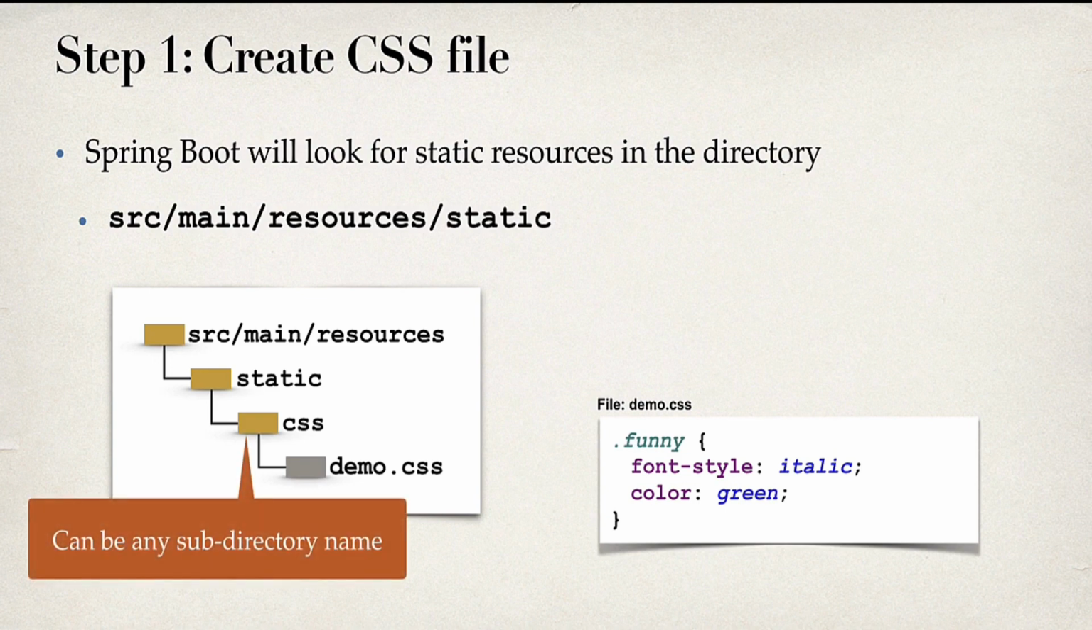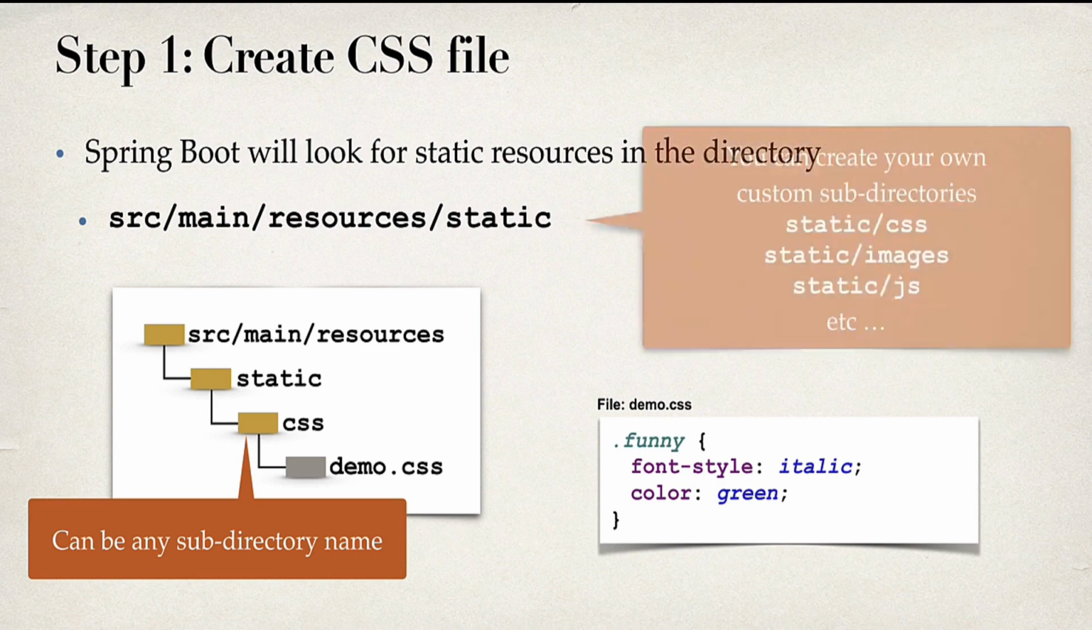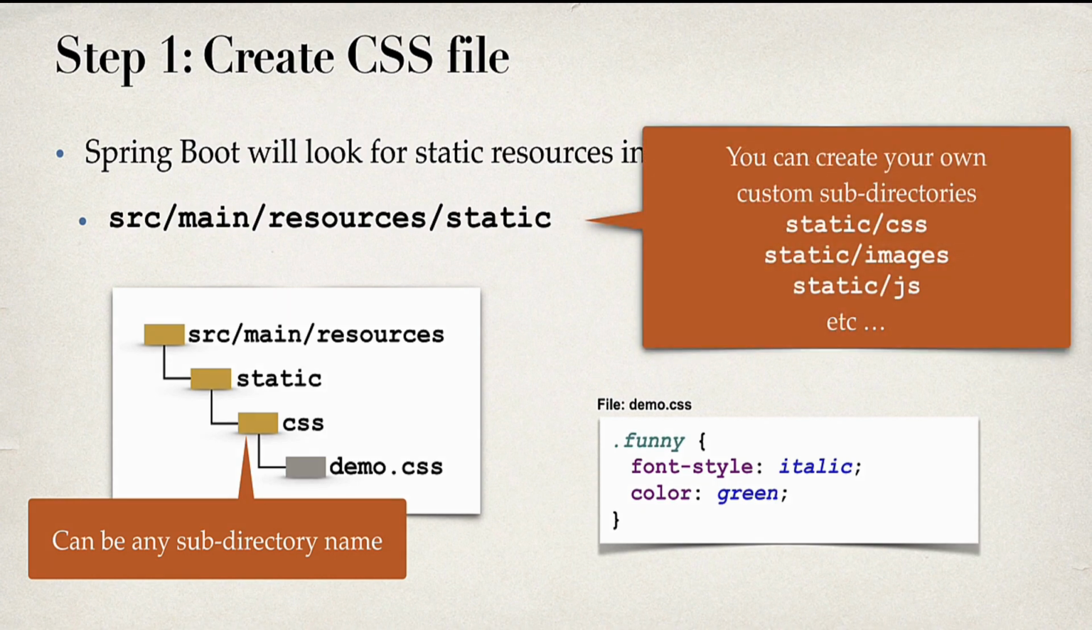Now this subdirectory here we called CSS, we can actually give it any subdirectory name. So once we're under static, then we can give any custom names that we want or any custom subdirectory. So I could have /CSS, /images, /JS, so on. You can give any custom names that you want as long as it's rooted off of source main resources static.